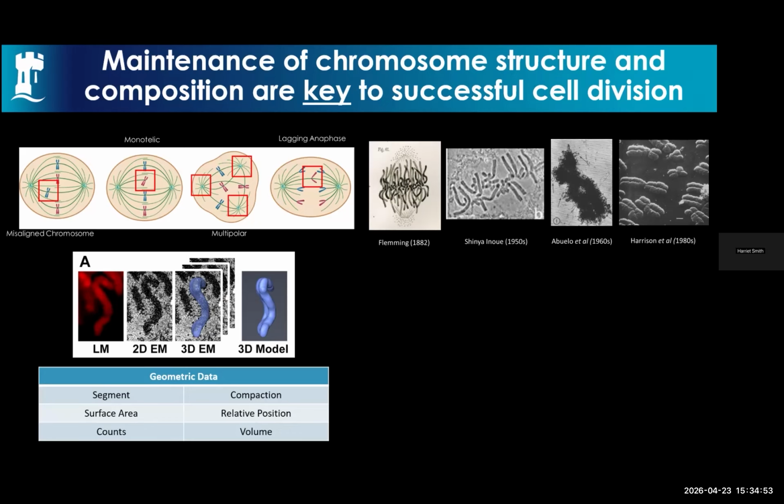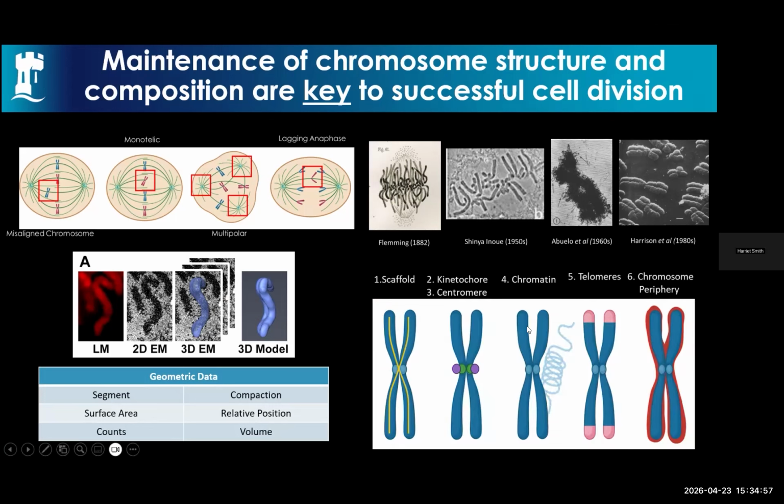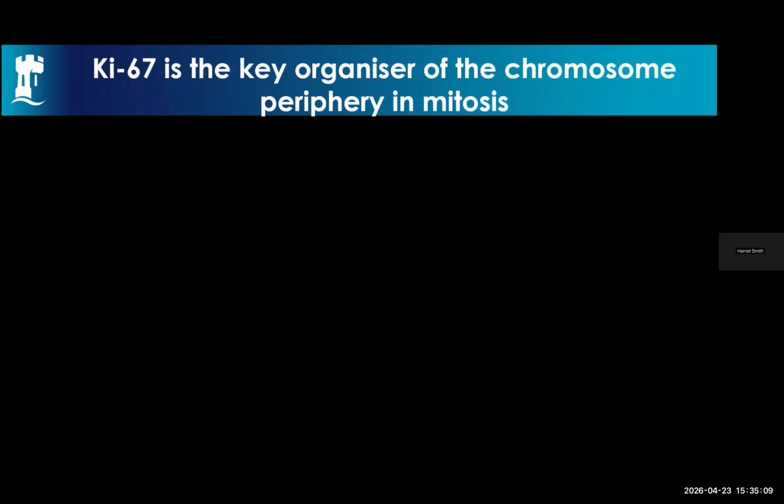In particular, as I said, the component that we were particularly interested in was the chromosome periphery. If you saw Belle's amazing talk earlier today, you will know a little bit about that. It's essentially a coat that surrounds the surface of chromosomes. Previous work had shown that Ki67 is the key organizer and recruiter of the chromosome periphery.